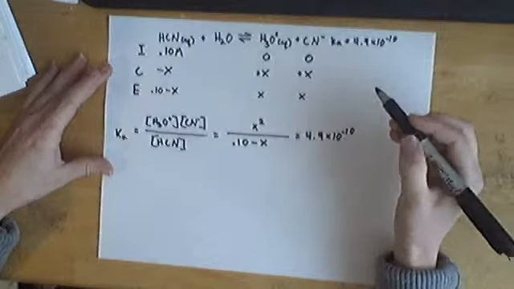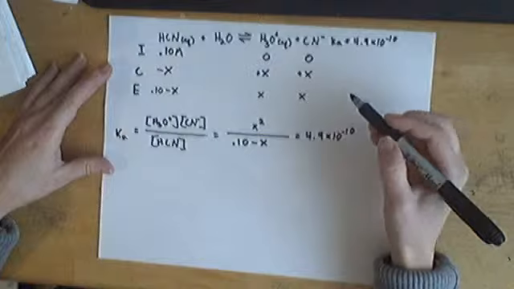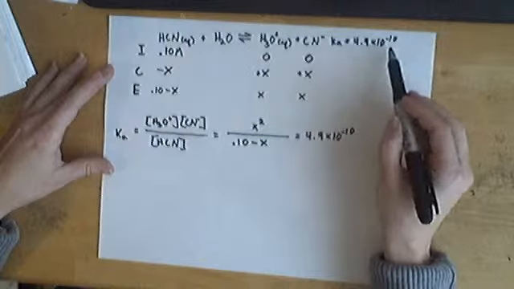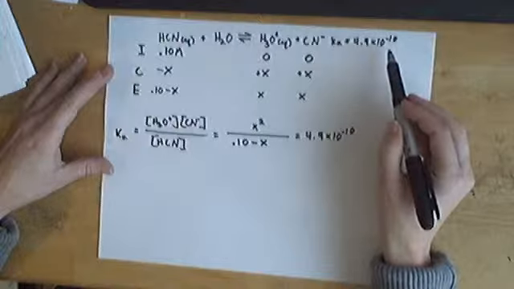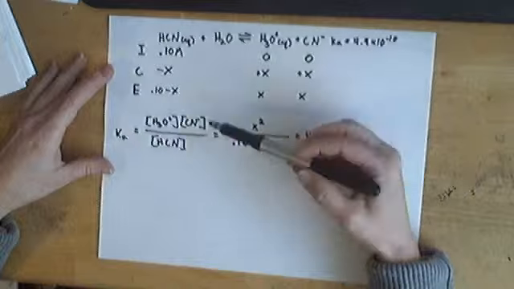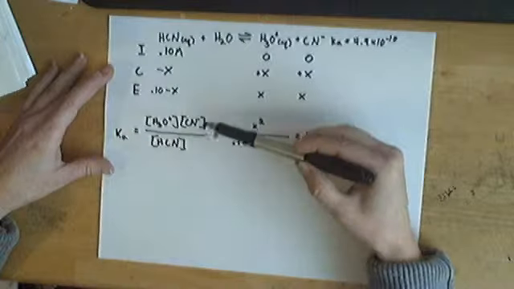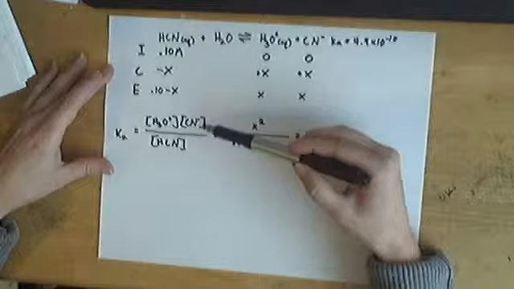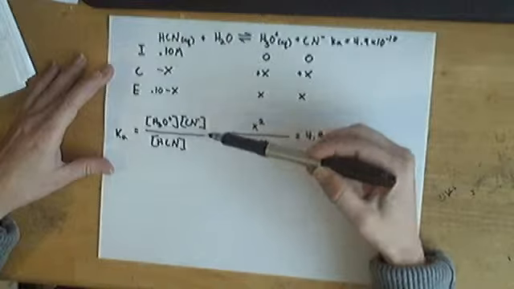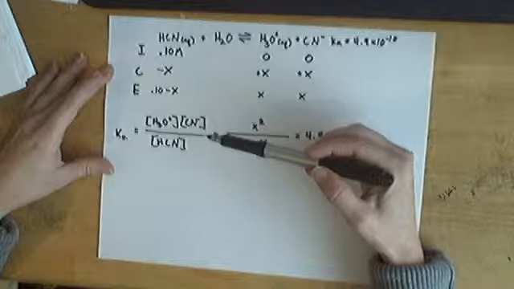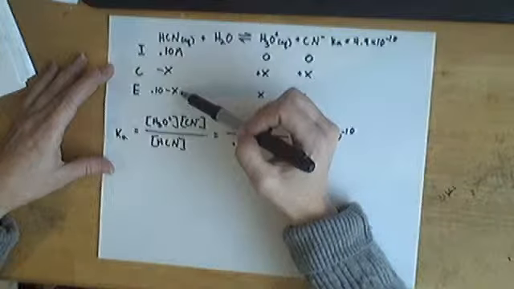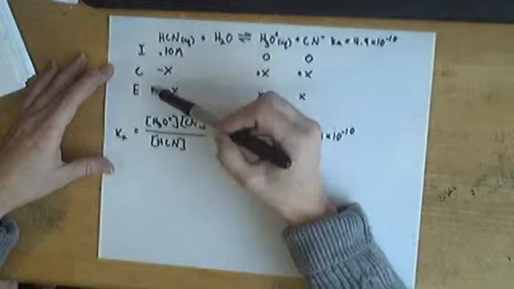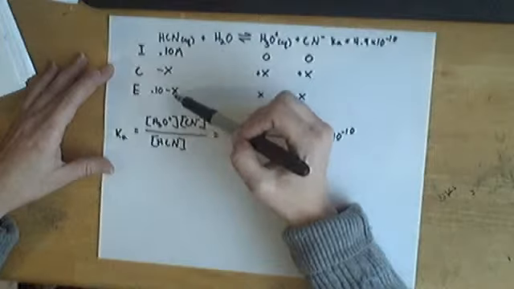right? But if you sit and look at these numbers, Ka is a very, very small number. 4.9 times 10 to the negative 10th. That's a very, very small number, and that is equal to products over reactants. So that tells you that the amount of products being formed here is very, very small. If the amount of product being formed is very, very small, then when you look at 0.1 minus the amount of product formed, really that x may not be significant, okay?